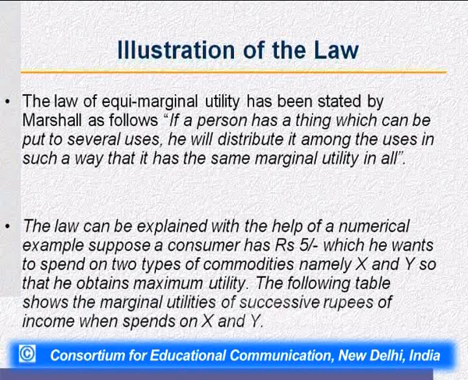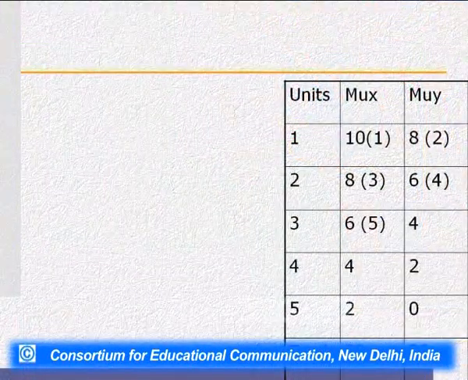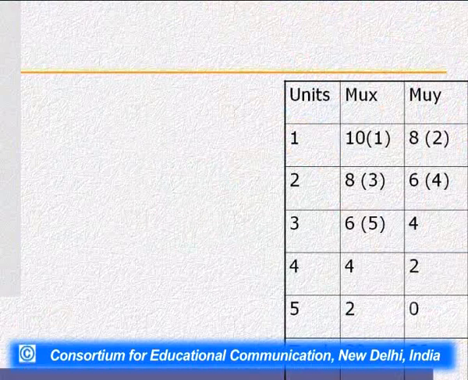As I told you, under this law your limited amount of income has to be spent in such a way that you get the maximum satisfaction. So with the help of the table, we can try to identify how it is possible and how this law works. You can see there are two commodities, one is X and one is Y, where we get marginal utility X and marginal utility Y.